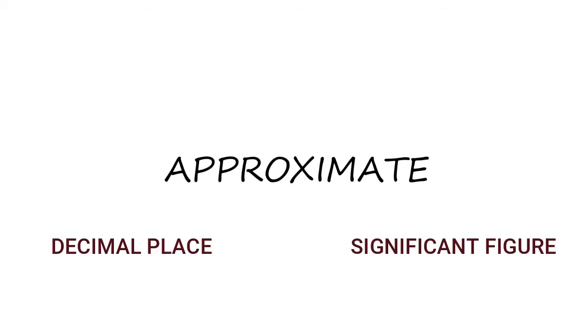Each time you want to approximate to a particular decimal place or a particular significant figure, you must be able to apply two principles of approximation, which is rounding up and rounding down. In this video, we will explain these two principles and try to apply them while solving examples involving approximations to a particular significant figure or a particular decimal place.